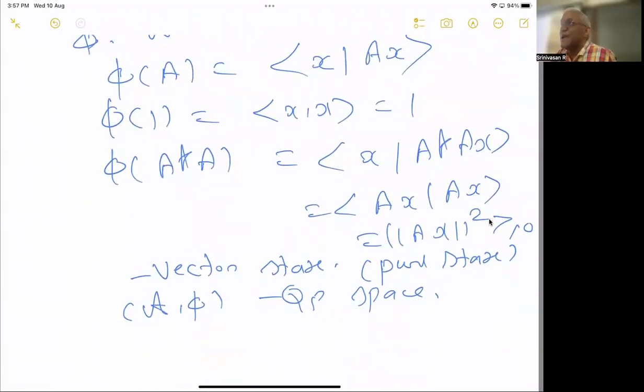I'm fixing an X, right? X is fixed, A is variable. You fix an X. For each X, you get a state, a vector state.